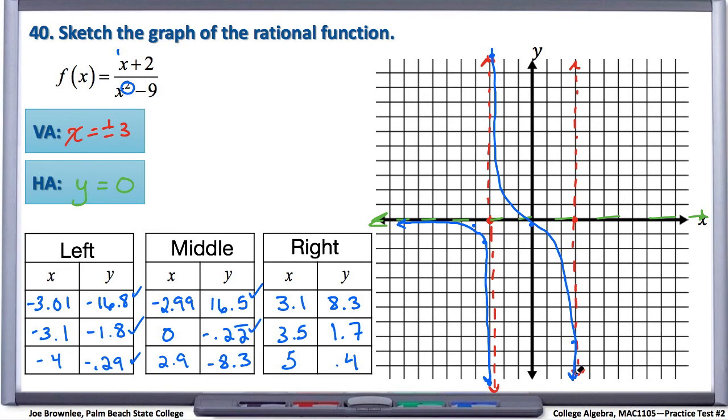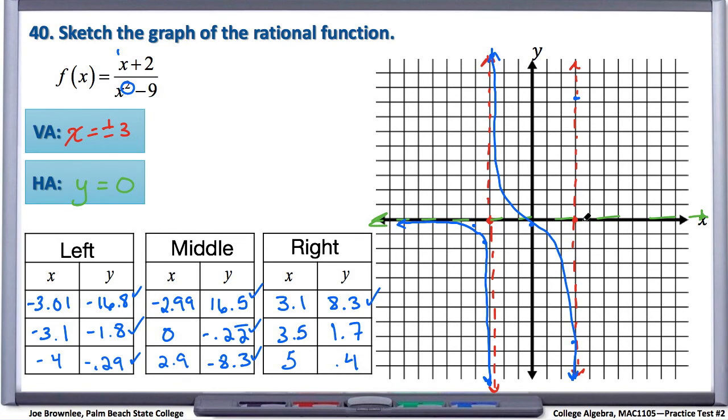So we can see that we've got an S shape going on here. Again, this middle line is getting infinitely close to these red vertical asymptotes, but they're never quite touching. All right, and lastly, we have 3.1, so just to the right, and 8.3. So 1, 2, 3, 4, 5, 6, 7, 8.3, about there.